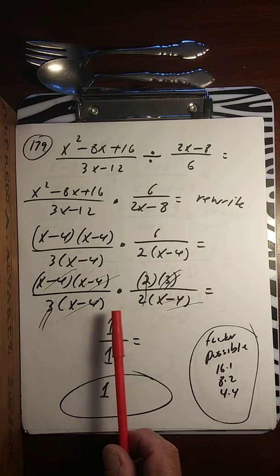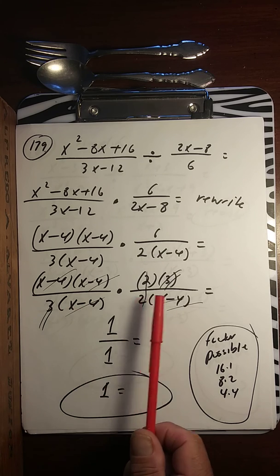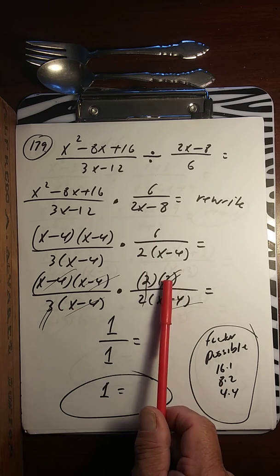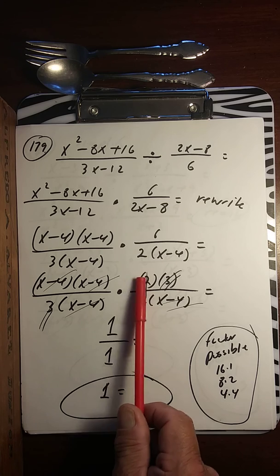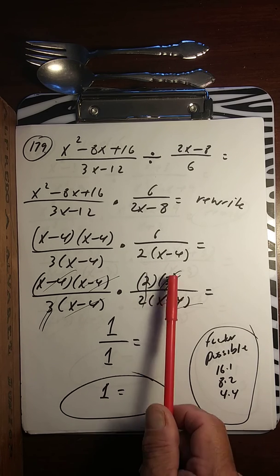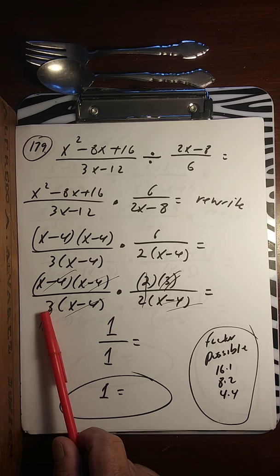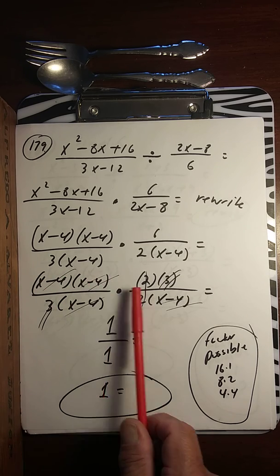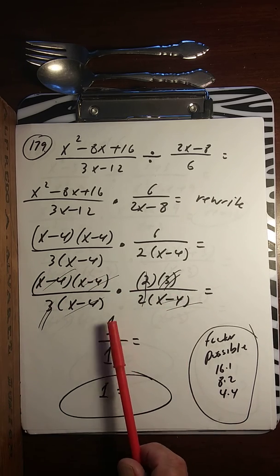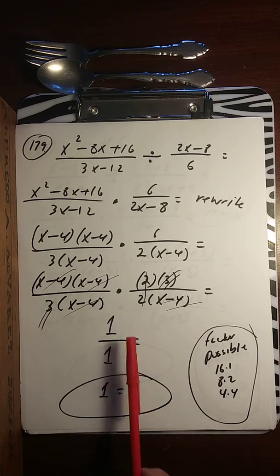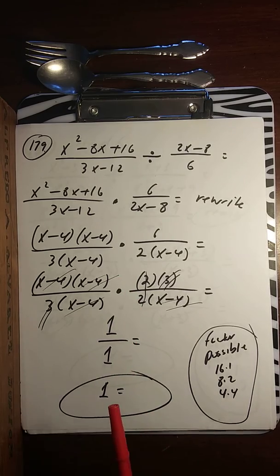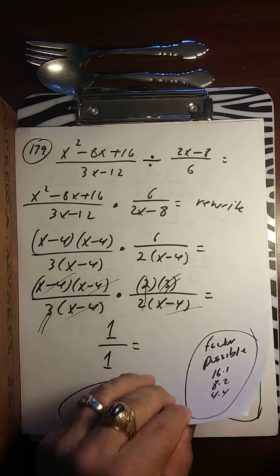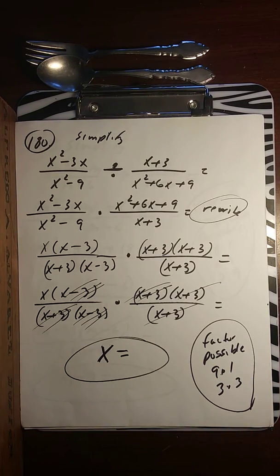So now what can cancel out? Let's see. We have 6, which is 2 times 3. And 3 right here, and a 2. Well, the 2's cancel here, and the 3's cancel here. Wow, and the x minus 4's all cancel. Wow, everything cancels. So what's left on top is 1 and then 1. So the answer is what? 1. 1 is the final answer for this one.